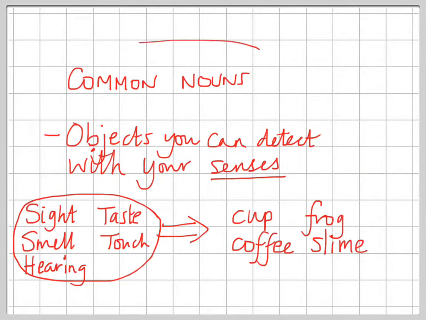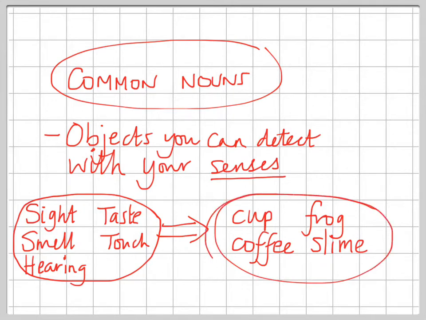So common nouns, these are objects that you can detect with your senses. Your senses are sight, smell, hearing, taste and touch. Some super examples would be cup, which you can touch with your fingers, frog, which you can probably hear and see, coffee, which you can smell and taste, and slime, which you can definitely touch with your fingers. So some common nouns are here. Notice they don't start with a capital letter unless they are the very first word in a sentence.